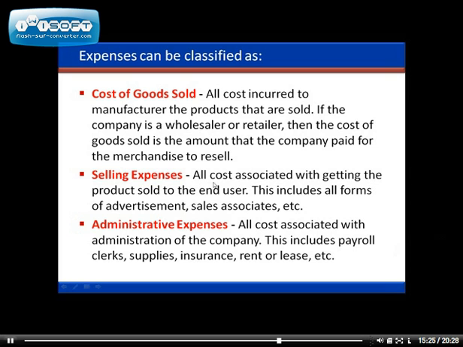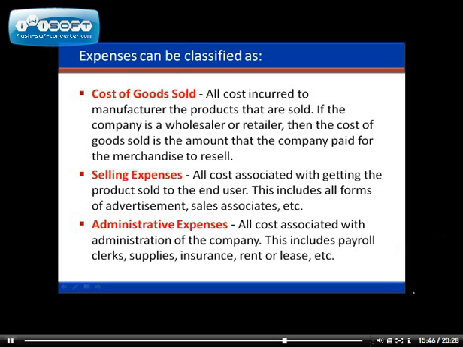Cost of goods sold, depending on what type of business it is, can be different. Selling expenses are basically all costs associated with getting the product sold to the end user. So that can be advertising, sales associates, your sales team. Anything that you use to actually sell your merchandise will be considered selling expenses.